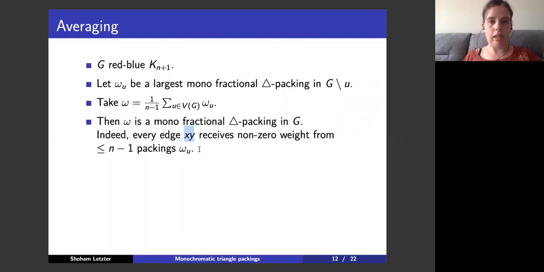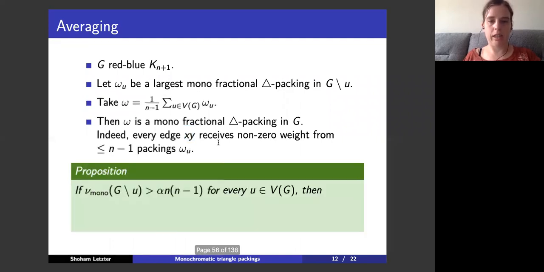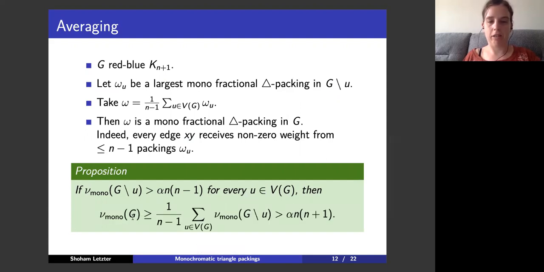Using this, we get to the following proposition. Suppose that the packing number of G minus u is larger than α times n minus 1 for every vertex u. Then the packing number of G itself is at least this scaled average, which works out to be larger than α times n plus 1.